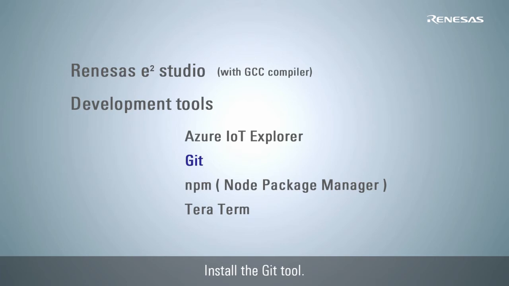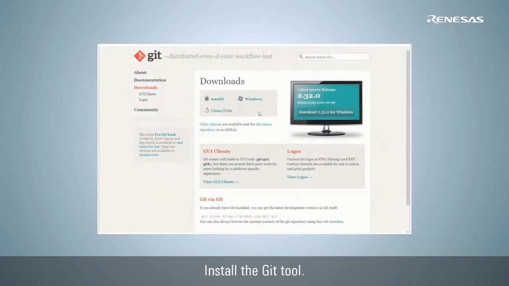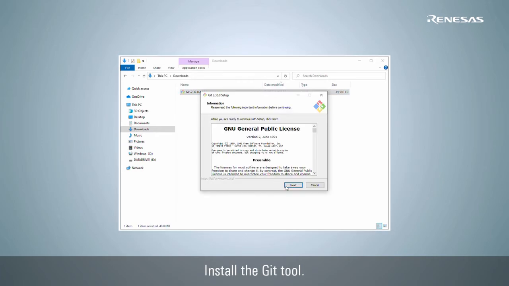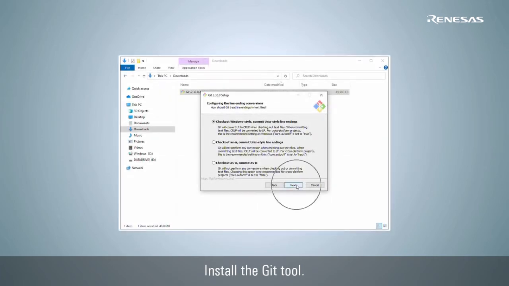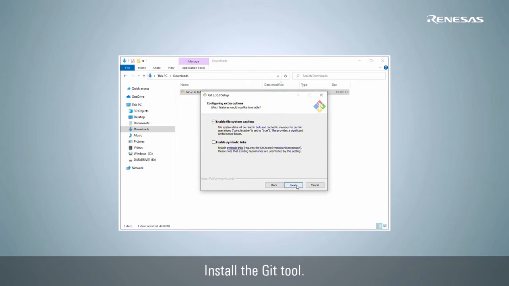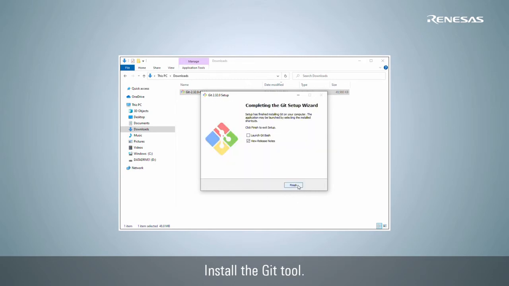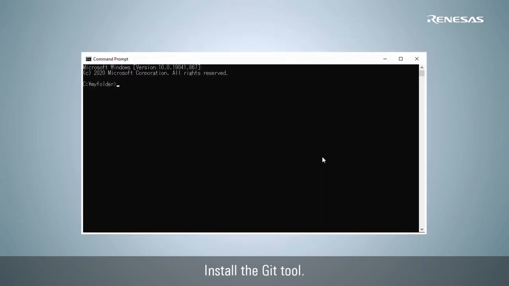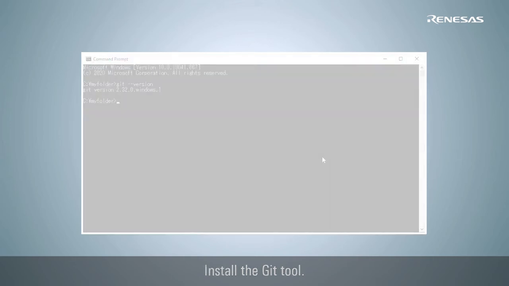Install the Git tool in order to get a web application that displays the sensor data uploaded to Azure IoT Hub as a graph. Download the latest version of the Windows installer from the Git download site. After the download is completed, run the installer and follow the instructions to install. In this video, there is no need to change the installation settings. After the installation is finished, launch the command prompt and input the command git --version. Confirm that the installed Git version is displayed.